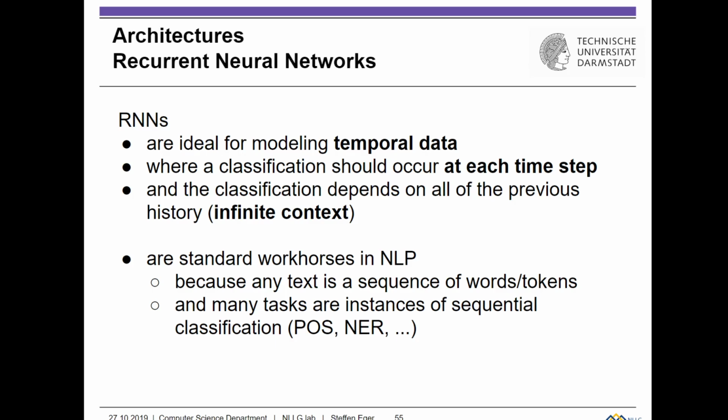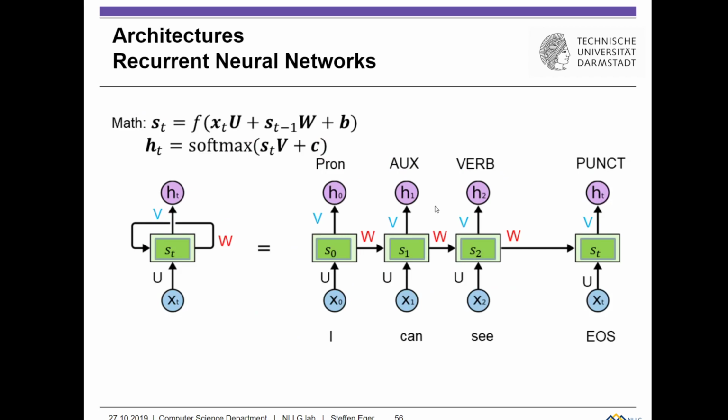We have many such tasks. Part of speech tagging is a classical task in NLP that requires labeling each element in a sequence. Also named entity recognition, where you have to say whether the current word under scrutiny is a person, or what else could it be? Is it an industry, or is it nothing of those things at all? So this is named entity recognition, and this is also a classical sequence tagging problem for which RNNs can be used. So how do they look?